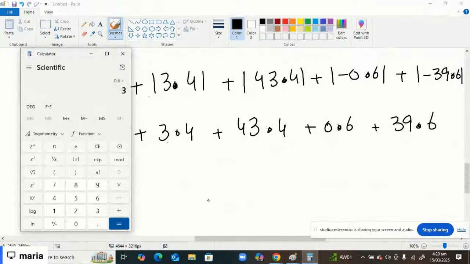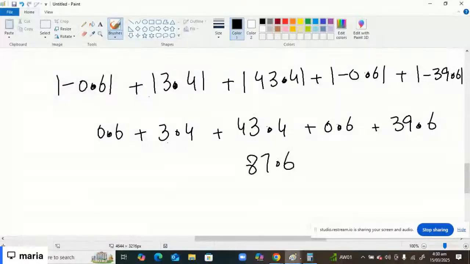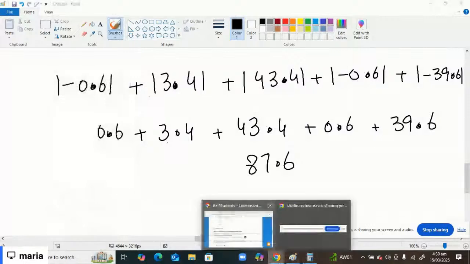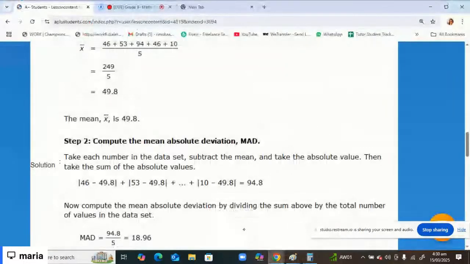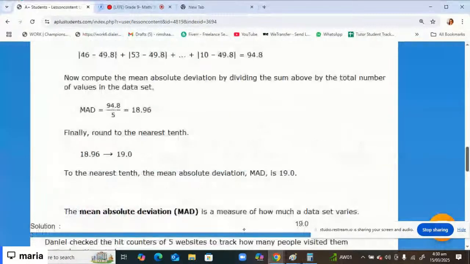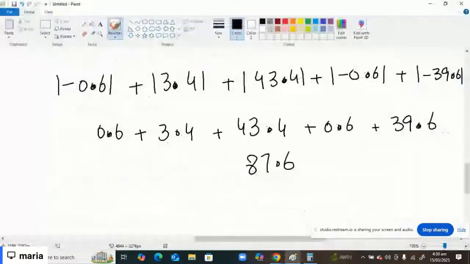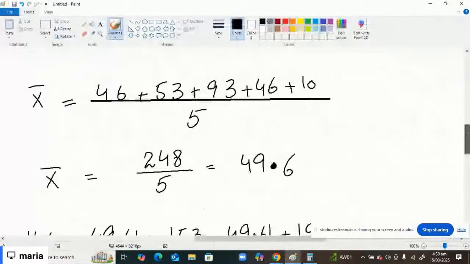0.6 plus 3.4 plus 43.4 plus 0.6 plus 39.6, and the value is 87.6. That is the answer. Now what we do next is we are just going to divide. We are going to divide 87.6 over the number of values, with the mean value being 49.6.